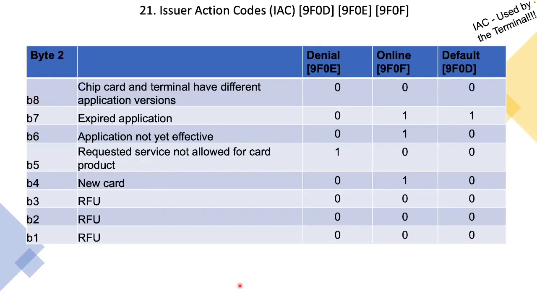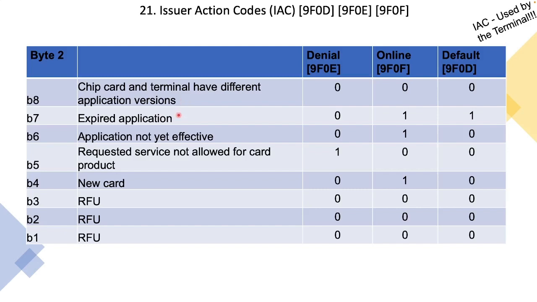Let's look at byte 2. Right, so remember, byte 2, same principle. You have a 100, decline, go online, they can't go online, then decline it. Byte 2, let's see what conditions are catered for your chip card and terminal of different application versions, always set to zeros. It's an old legacy check that we don't really use anymore.